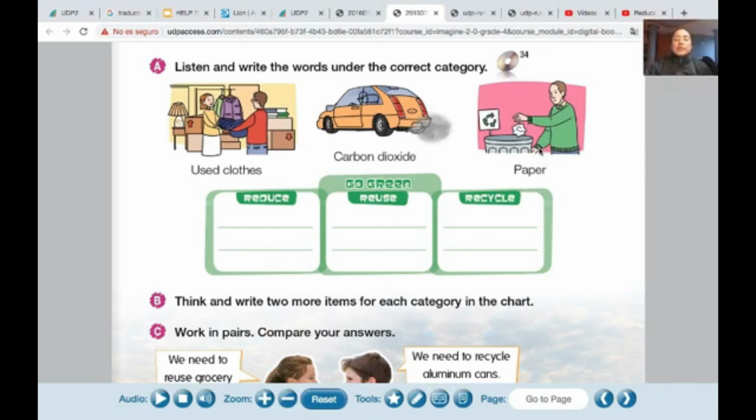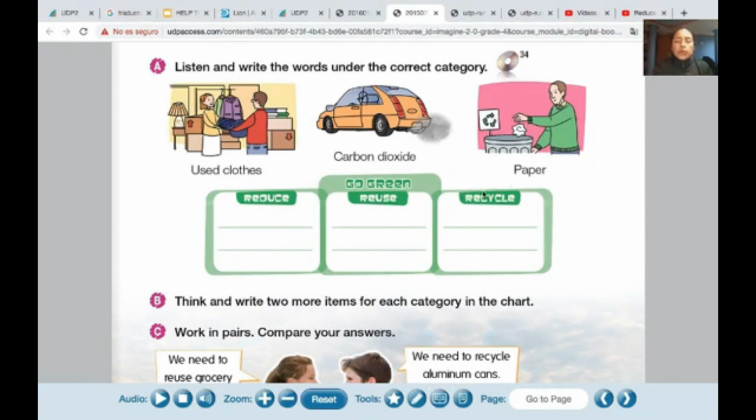Okay, my dear student, according to the listening, what are the answers? In reduce, what do you have to write? Excellent. Reduce carbon dioxide. Very good. Te tiene que reducir el dióxido de carbono. Very good. In the case of reuse, what do you have to do? Reuse clothes. Excellent. And in the final, recycle, you have to recycle the paper.